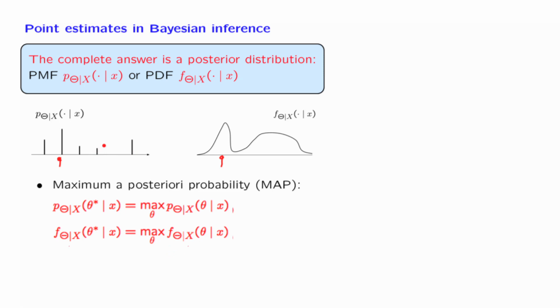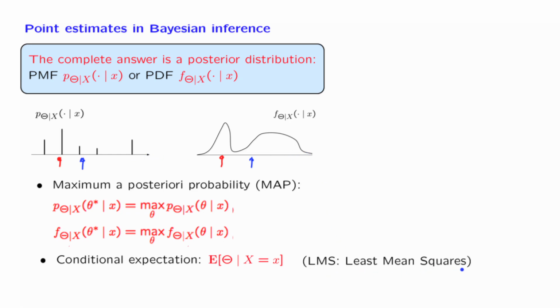For example, I might want to report instead the mean of the conditional distribution, which in this diagram might be somewhere here, and in this picture it might be somewhere here. This way of estimating theta is the conditional expectation estimator. It just reports the value of the conditional expectation, the mean of this conditional distribution. It is called the least mean squares estimator because it has a certain useful and important property. It's the estimator that gives you the smallest mean squared error. We will discuss this particular issue in much more depth a little later.